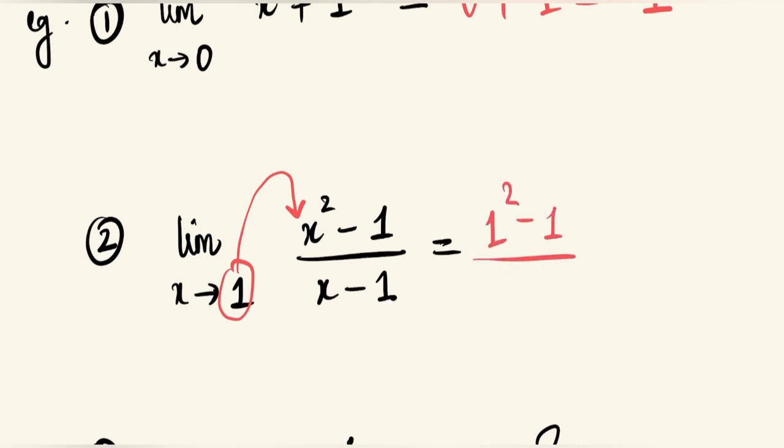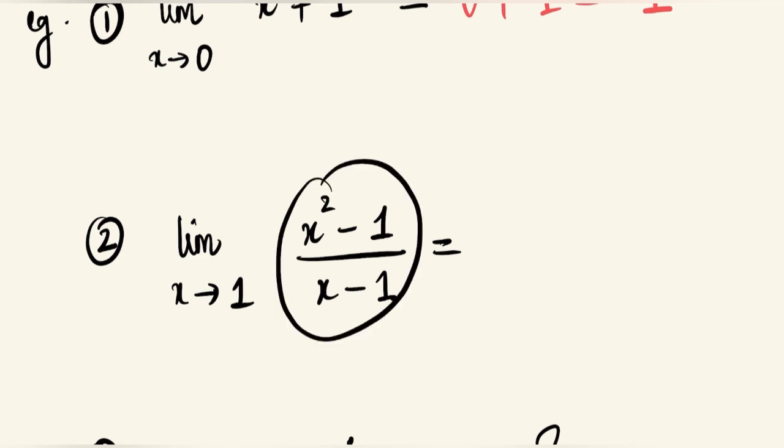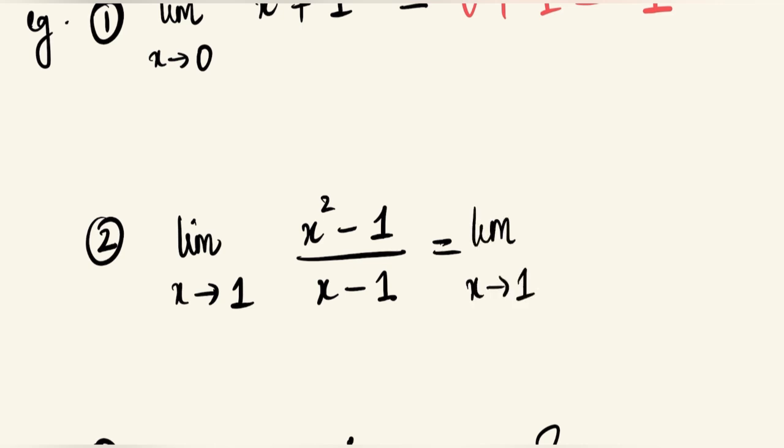You get 1 square minus 1 upon 1 minus 1, which is 0 upon 0, which is a wrong answer. So before you move on and do something stupid like this, the first thing you should do is try to simplify the function over here. As you can see, x square minus 1, you can apply the formula a square minus b square over here, and you can write it as x minus 1 into x plus 1.